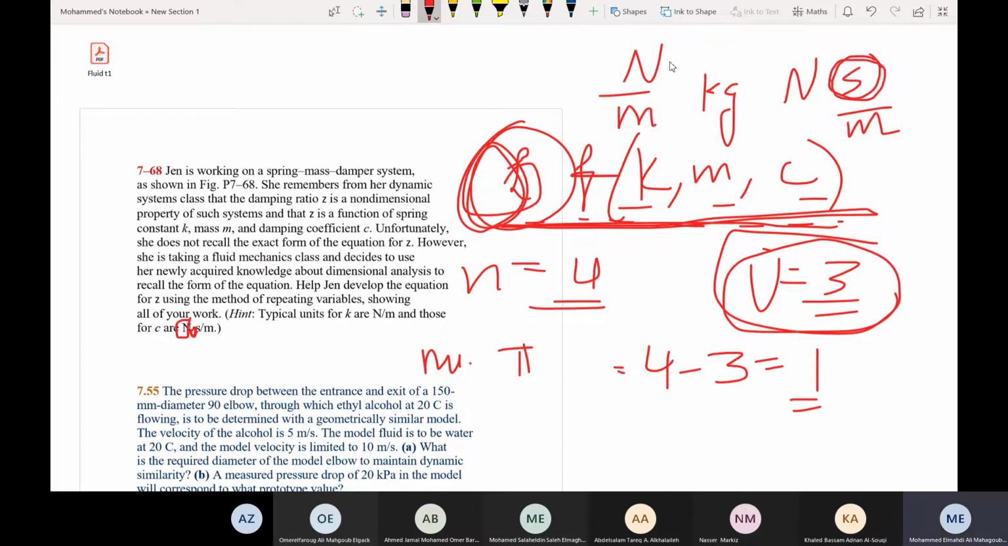And this one is in half seconds also. Newton is kilogram meter per second squared. And this one is in kilograms. Okay, and so you cannot choose these three together, because if you choose these three together, they form a pi by their own. Newton, meter, kilogram.